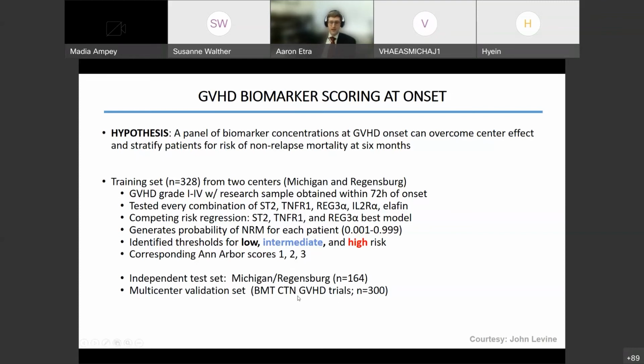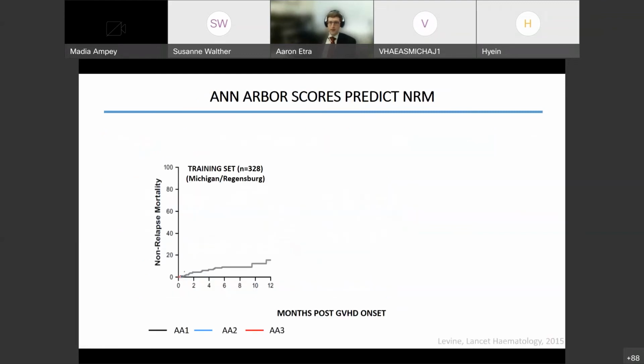So BMT-CTN is the clinical trials network that serves as our cooperative group in the bone marrow transplant space. And very, very importantly, the Ann Arbor scores were shown to predict non-relapse mortality. So in the training set, Ann Arbor 1 score is here in gray. At 6 months, the Ann Arbor score was able to identify patients at relatively low risk of NRM, less than 10%. Ann Arbor 2 patients were at higher risks, significantly so. Ann Arbor 3 patients, even higher risk of NRM.